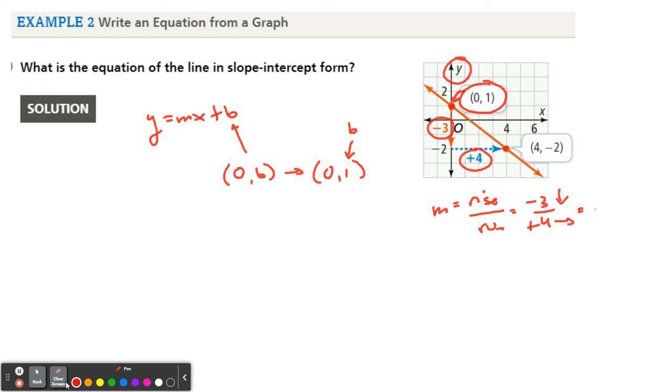When you write this, you typically move the negative in front of the fraction, negative 3/4. You don't keep the negative up with the 3. And there's our m. So our slope-intercept equation is y equals negative 3/4 x, don't forget the x, and then the plus 1 comes after because it's positive. If this was a negative 1, it would be a minus 1. And there's your slope-intercept form.